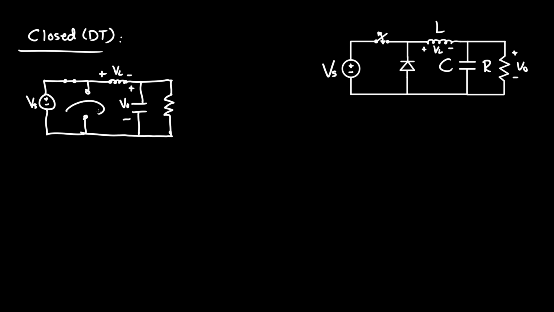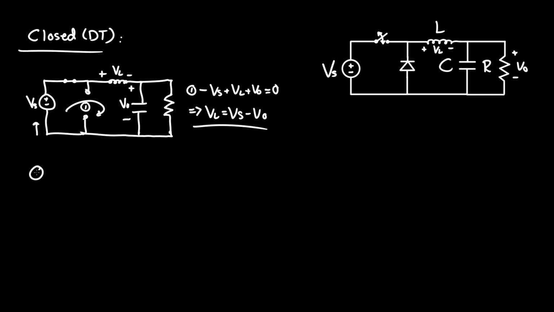Now all we have to do is perform KVL around this loop, starting from negative VS to VL to VO and then back. So doing this, which we will call equation 1, it will be negative VS plus VL plus VO equals 0, where we get back to the beginning. In my opinion, it's best to get everything in terms of the inductor voltage, where we can move everything else on the right-hand side. That will become simply VS minus VO. And there you have it, is our equation 1.